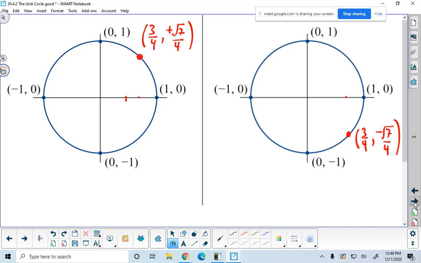So the mathematics doesn't lie. If the mathematics says plus or minus, you're going to have to ask yourself whether there is in fact a plus or minus. And in this case, there is. So those are the coordinates of the points.